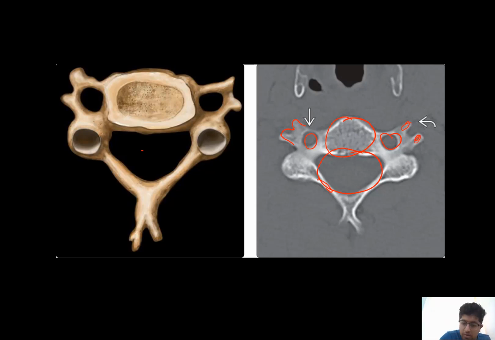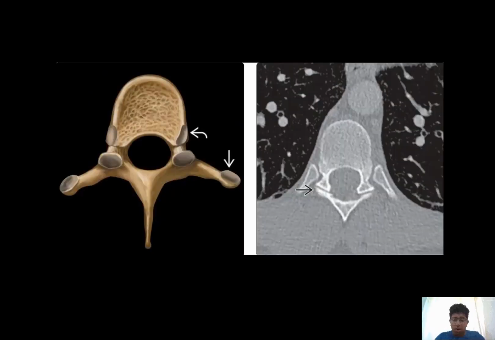And then we have the lamina, then we have the articular facets, then we have the spinous process, bifid ribs. So this is the classical image of a cervical vertebral body. Now this is a thoracic vertebral body. As I told, it usually has a heart shape, with a concave posterior surface.